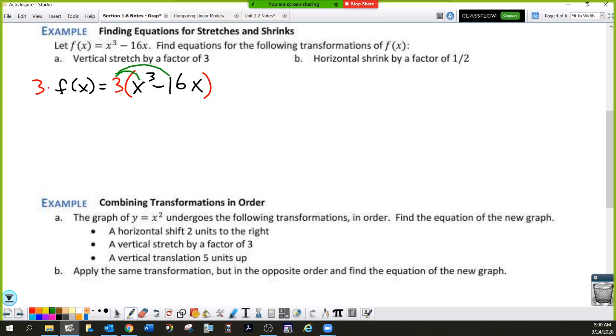Since we have changed this thing, it deserves its own name. g of x equals 3x to the third minus 48x. And that graph will be 3 times taller than the other graph. Now the graph does go on to infinity, yes. But this one being taller, let's say it reaches infinity 3 times faster, if you could ever reach infinity. It gets there faster.